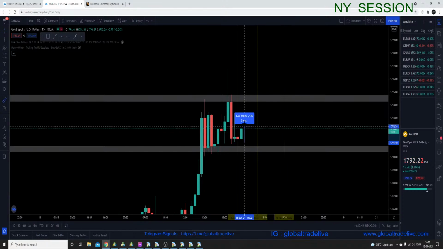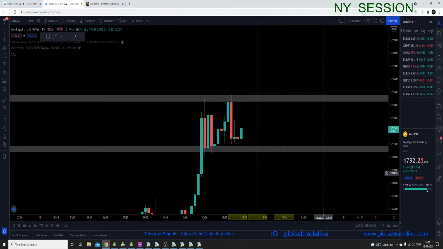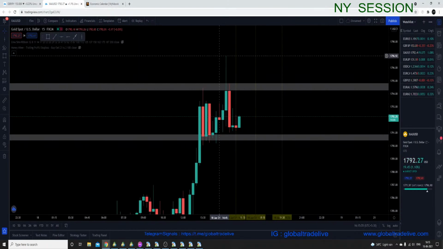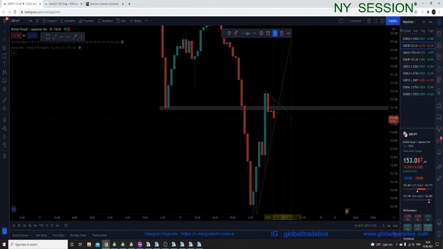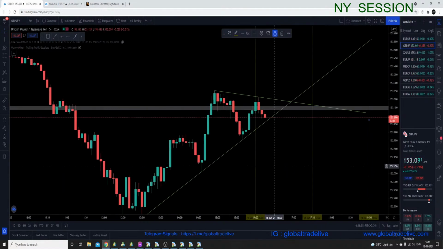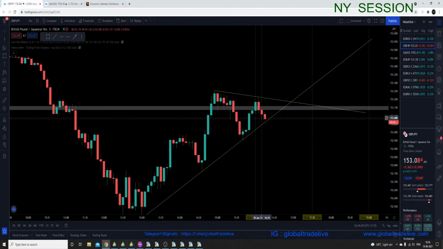So let's see the pip values in gold. Oh, the pip value in gold is less than GJ. Its 15-minute candle is giving us around 15-16 pips of stop. And look, oh, GJ is coming down here. We need to keep an eye on GBPJPY, because anytime it can just drop.